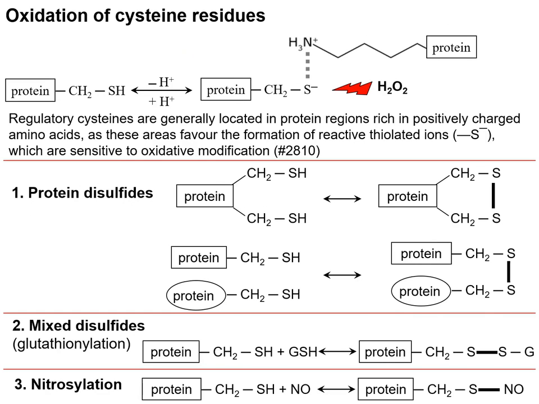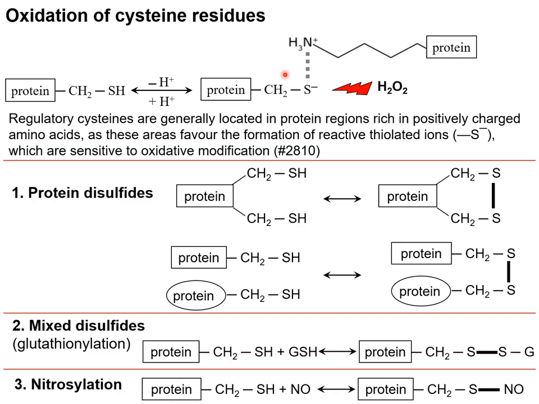So let's have a closer look at the particular cysteine residues that are involved in regulating protein function. Now, not all cysteine residues are equally sensitive to hydrogen peroxide. And it turns out that the regulatory cysteines are generally located in protein regions where there are positively charged amino acids. The reason for this has got to do with the pKa of the thiol group. So the thiol group can exist in two forms. It can exist in a protonated form and it can exist in a deprotonated form. And it's the deprotonated form that's sensitive to hydrogen peroxide.